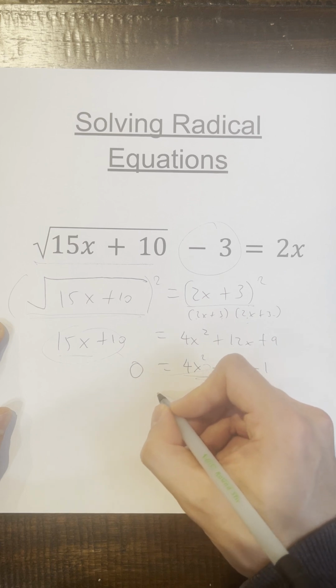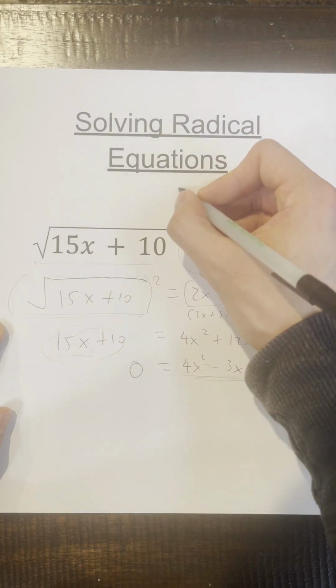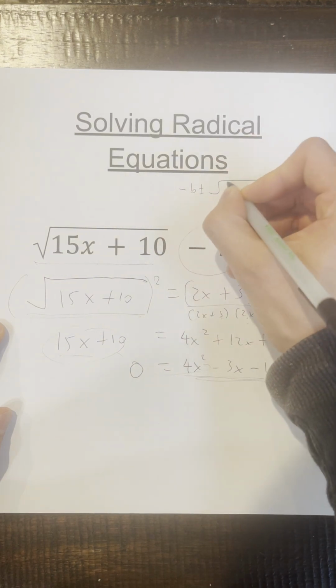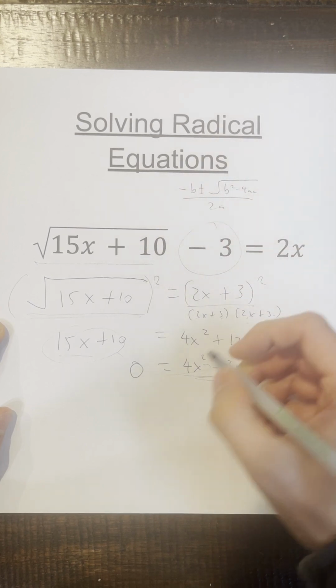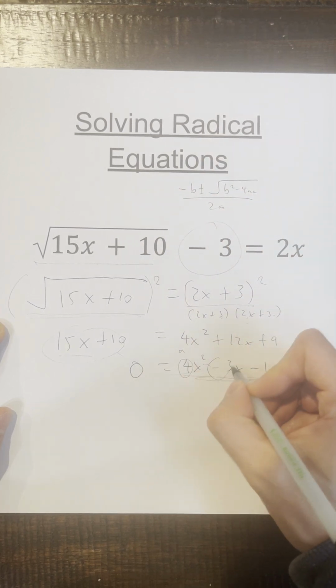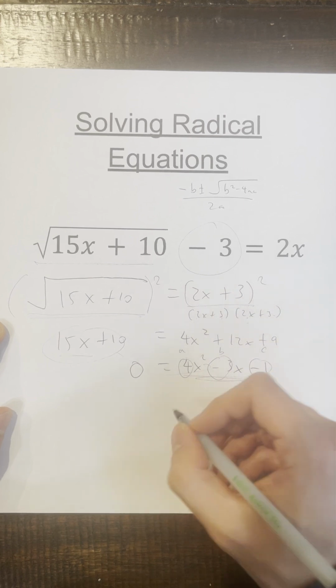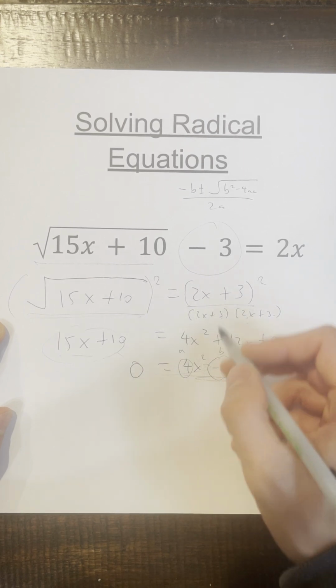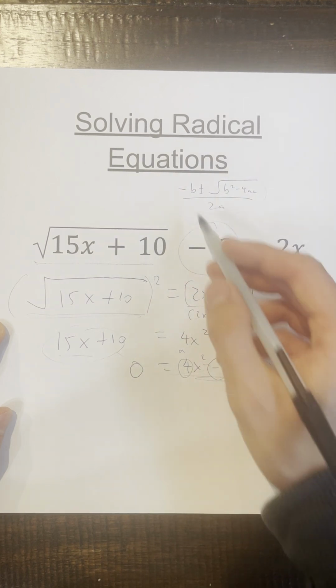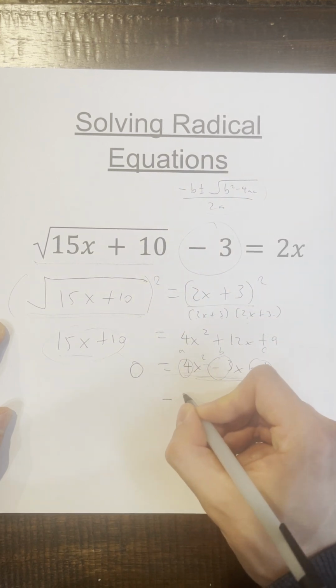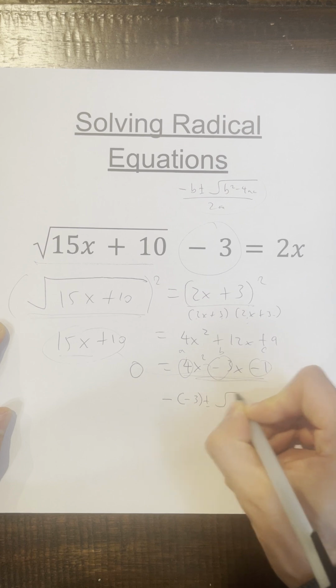So the quadratic formula is going to be negative b plus or minus square root of b squared minus 4ac over 2a. So this is your a, this number is your b, this number is your c. So we're going to change a, b, c here to these numbers. So negative b, negative 3 plus or minus square root of b squared.